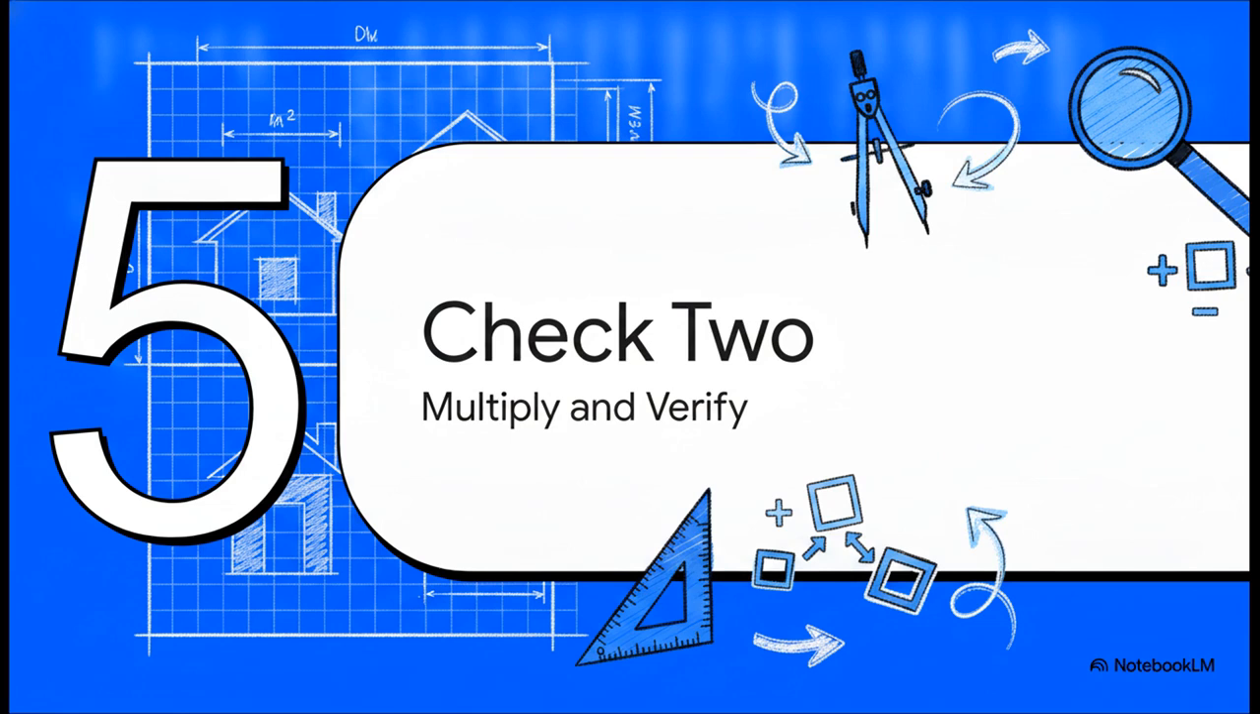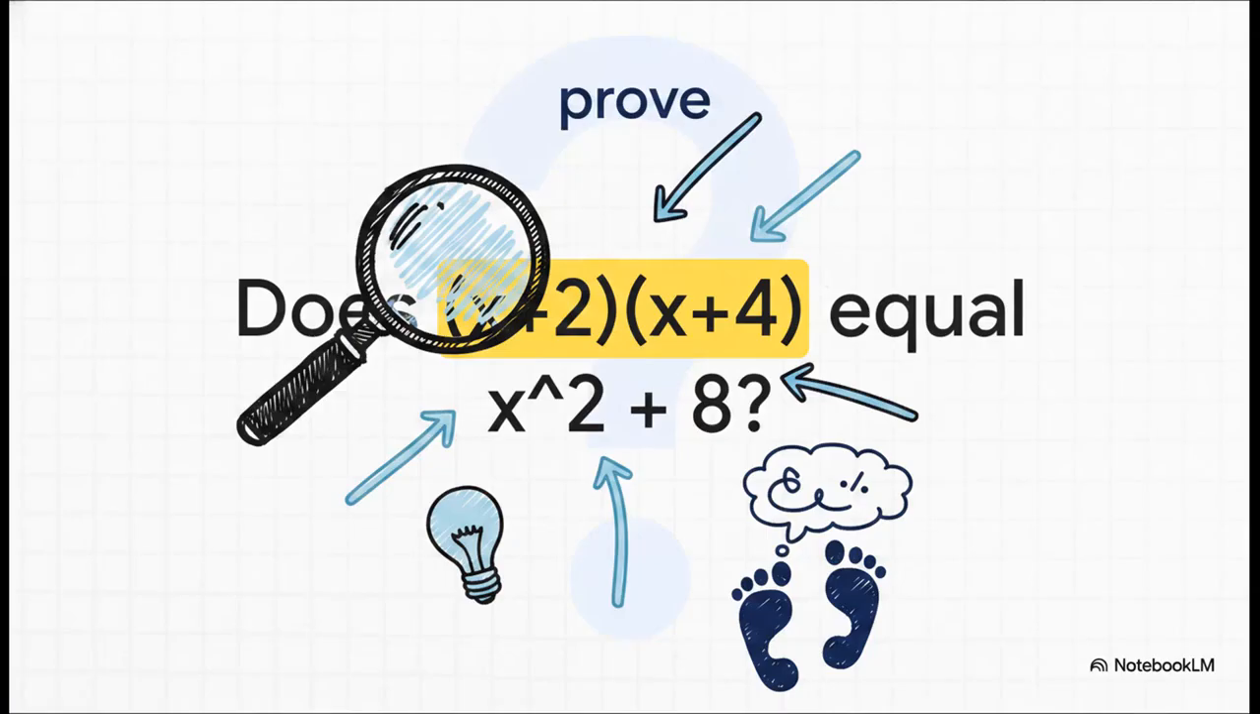Moving to section 5, check 2, multiply and verify. Time for our second quality control check. It is so important to make sure our expanded floor plan is mathematically sound. Let's investigate this setup here. Does x plus 2 times x plus 4 equal x squared plus 8? It's really easy to look at that and accidentally just multiply the first terms to get x squared and the last terms to get 8 and call it a day.